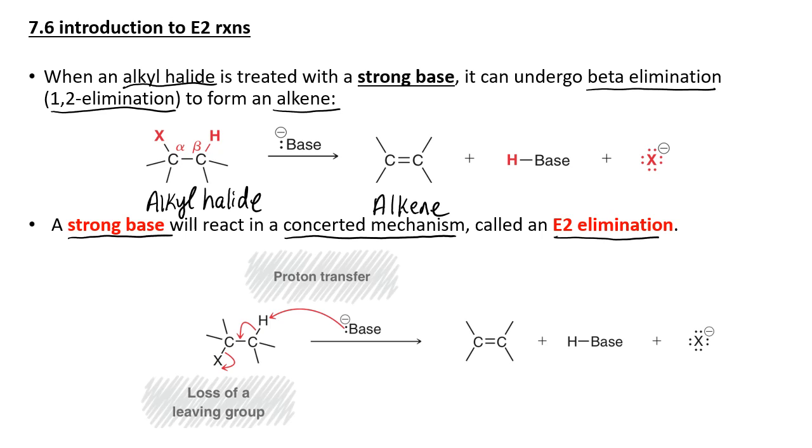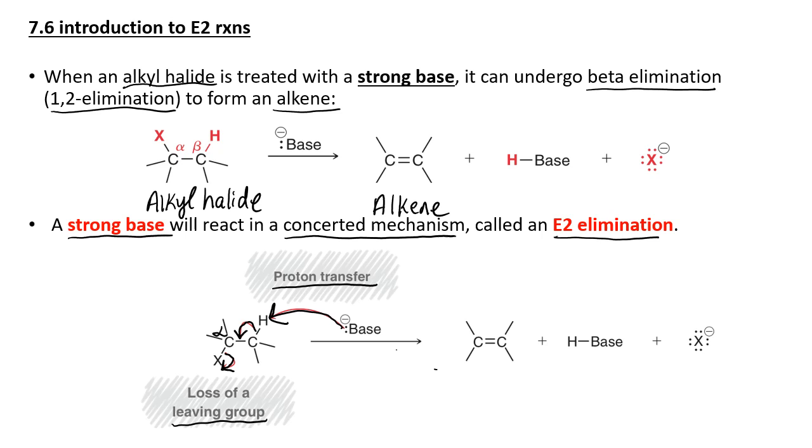Now, if you recall the mechanism patterns that we learned in chapter 6 and we've been using since, the two that we're going to focus on here are proton transfer and loss of a leaving group. So the proton transfer occurs when the base takes that proton and the electrons are used to create that carbon-carbon pi bond, and then we have the loss of the leaving group. And that gives us our beta elimination.